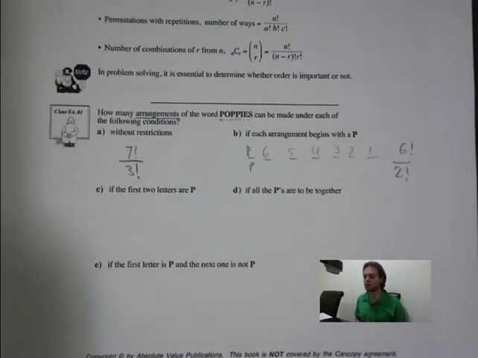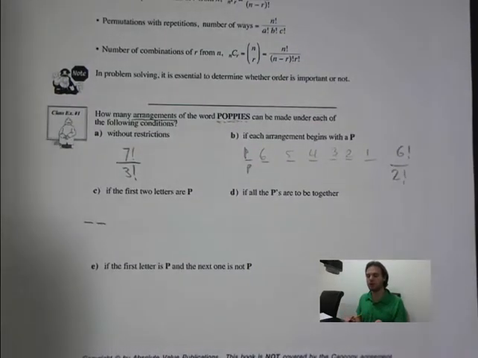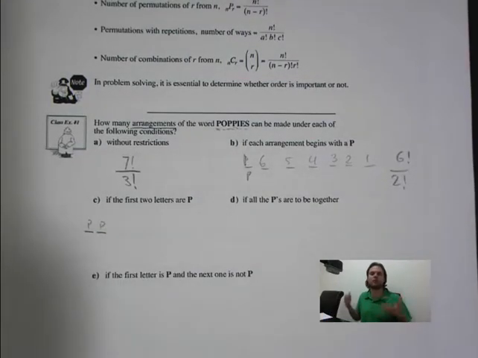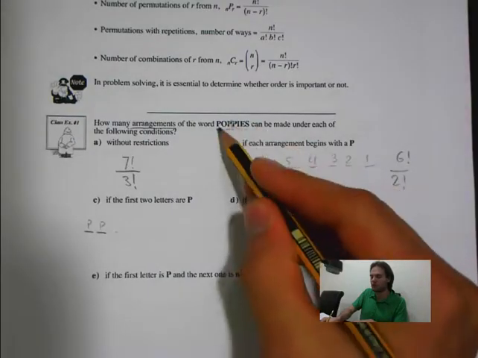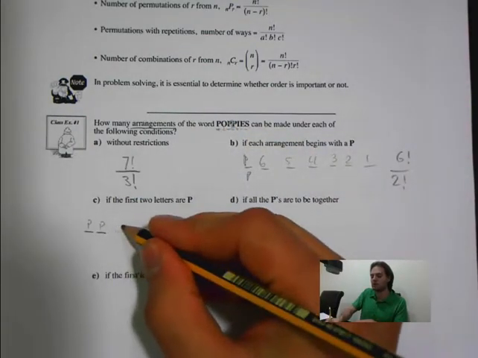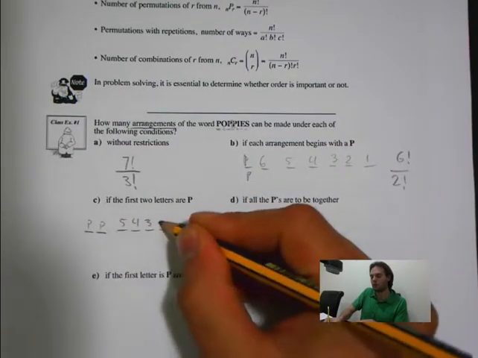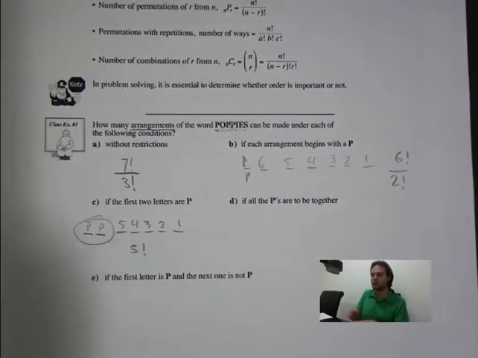Now let's take a look at letter C. If the first 2 letters are p, here we want the first 2 letters to be p. It doesn't matter if I have p here or p here, if I switch them around it looks the same. So that's just 1 there. Now, how many letters are left? If we take away 2 p's, there are 5 letters left. So that's 5, 4, 3, 2, 1, which is the same as 5 factorial. Is there anything repeated? No, because the 2 p's being repeated are at the very front. So it's just 5 factorial.